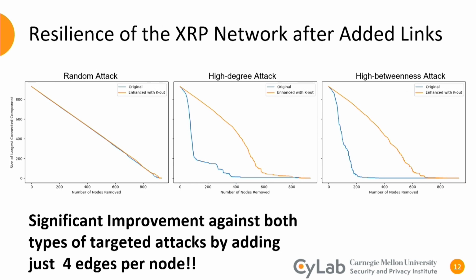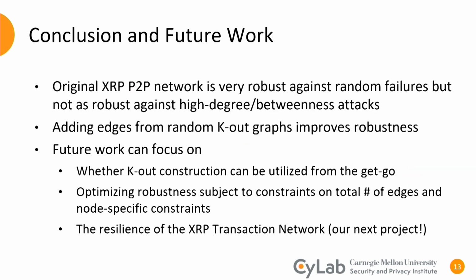When it comes to random attacks, there was no room for improvement to begin with. The network itself was very robust. But when high degree nodes are attacked or high betweenness nodes are attacked, we see that the network is much more resilient. The curve is not as strong as perhaps the random attack, but you can see a significant improvement in the largest connected component size in the remaining network, which we feel like is a potentially good strategy if we could control the topology.